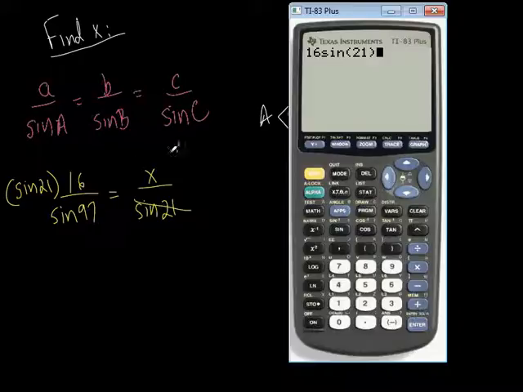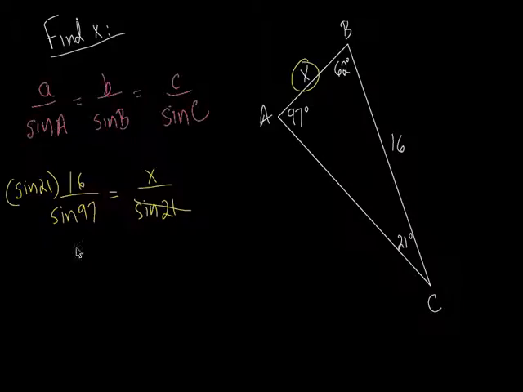But this is a graphing calculator, so I go 16 sine of 21 divided by sine of 97. So I hit sine 97. I like to close that parentheses, hit equals, and there it is. It's 35 point, we'll just round it to 3. Is that all right? 35.3. So x is 35.3. Let's see if that's what they got.